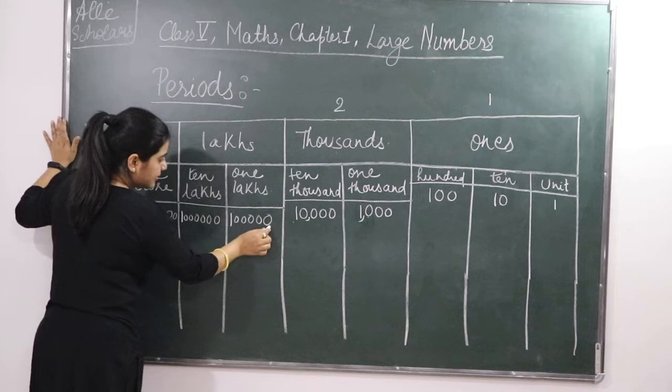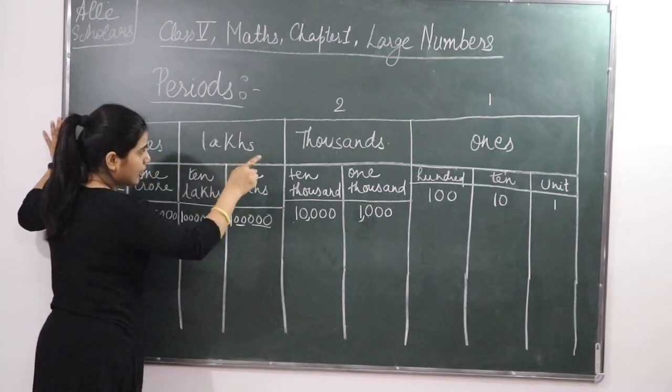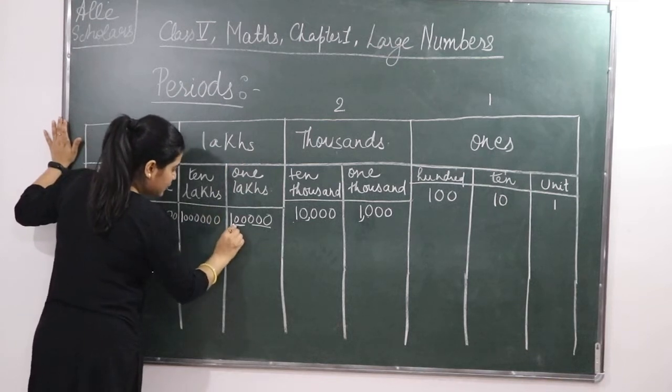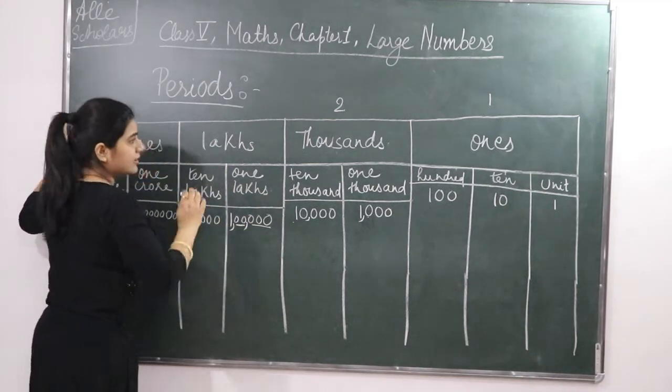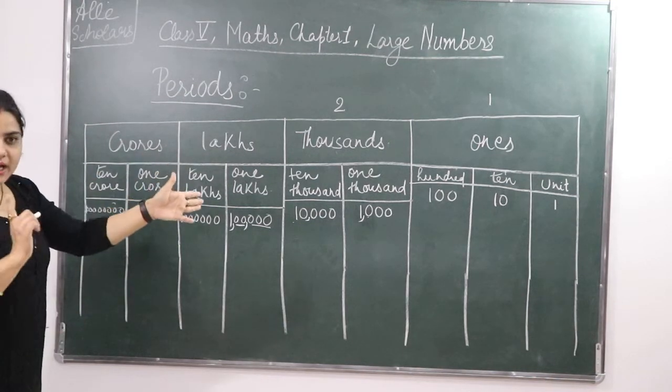Similarly for a lakh, this one is for ones, this is for 1,000 and this one is for lakh. So one comma here and one comma here. It means that we have to distinguish the periods by comma.